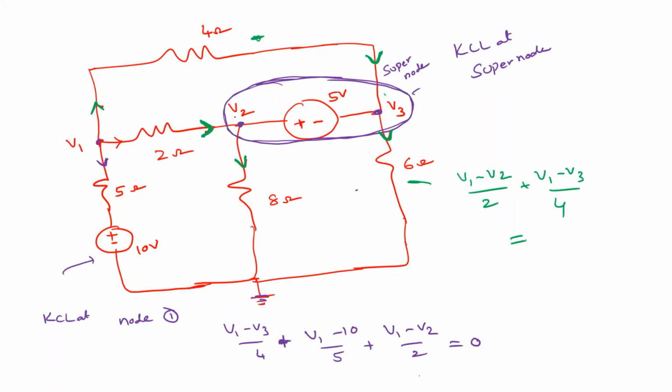So next, what is left? Outgoing currents is equal to V2 by 8, sir. Good. V2 by 8 plus V3 by 6. That's all. And V2 minus V3 equals 5, sir.